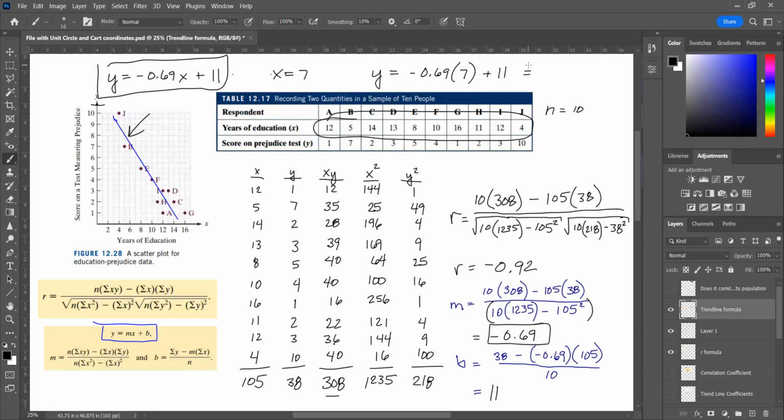And when I plug that into my calculator, I get 6.17. So I'm going to call that 6.2. So here at 7, if we go up to 6.2, we would be on the line, just like we expected. And that's how we would make that sort of solution and evaluation.